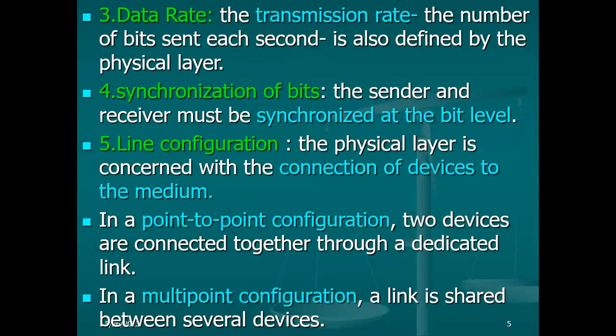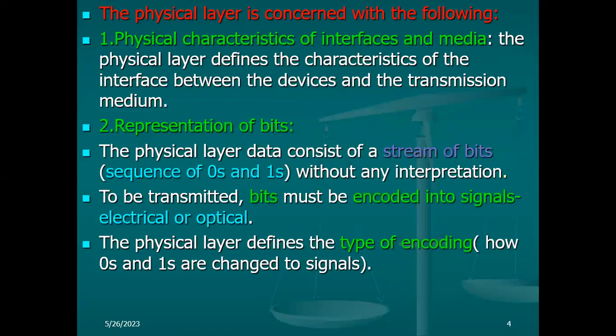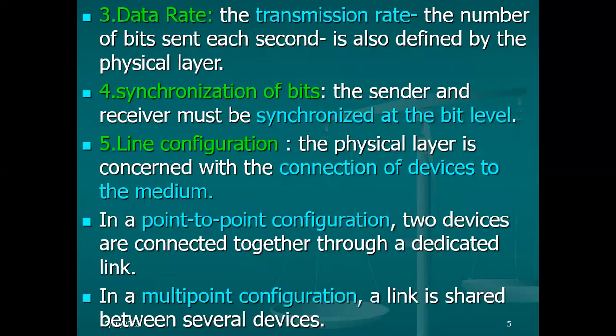Let us recollect the important tasks of the physical layer. The first task is that the physical layer determines the physical characteristics of the interfaces as well as the transmission media. Also, the physical layer shows how to represent the bits, that is in the form of zeros and ones, and how to transmit the raw bits as electrical signals when the data is transmitted through the transmission medium.